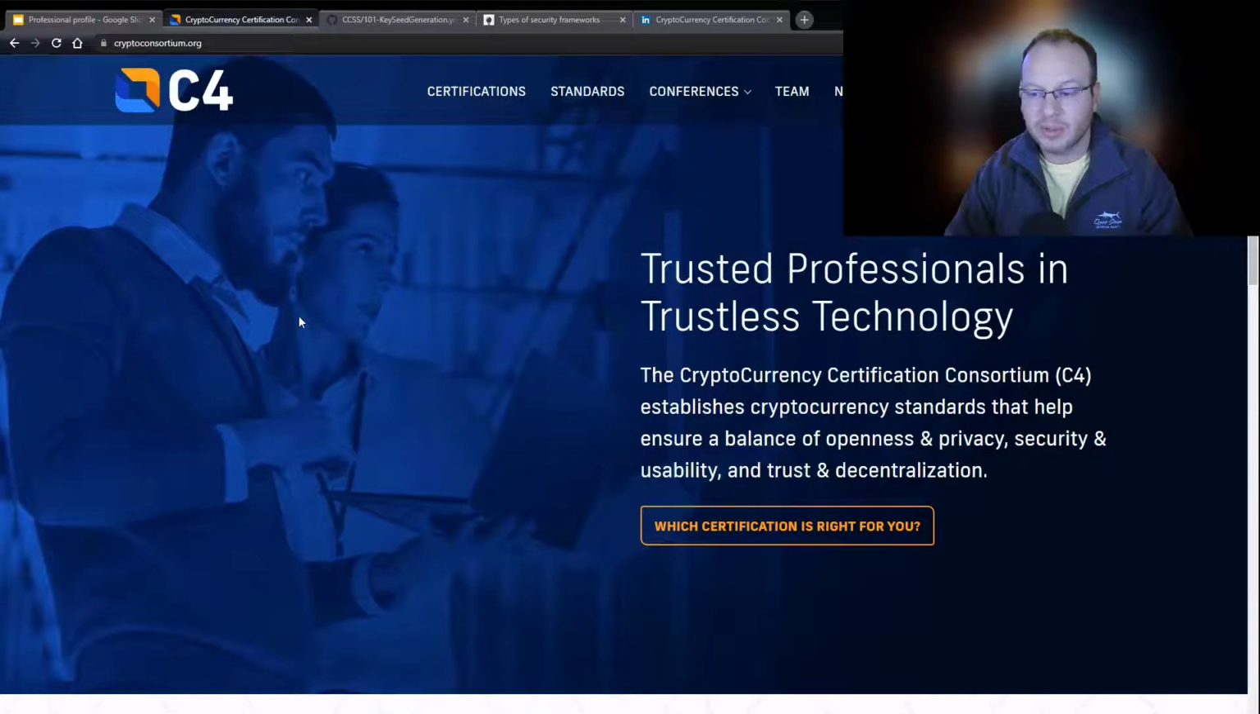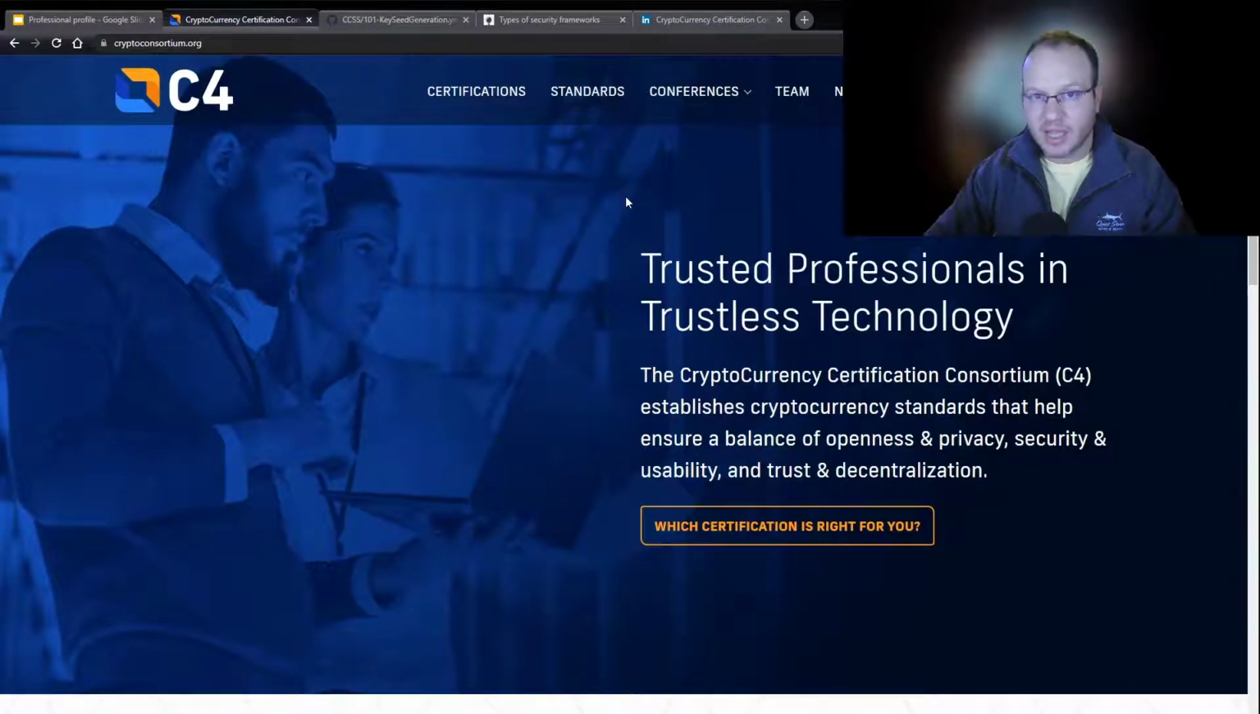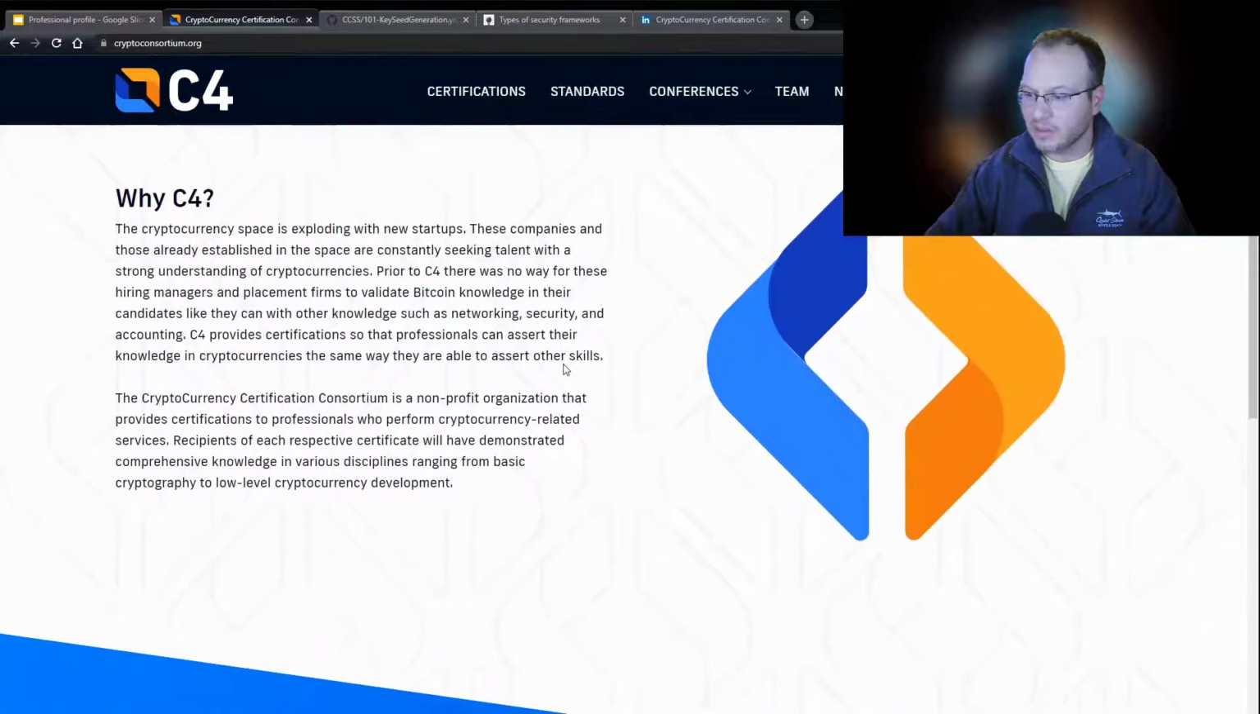However, when we're introducing a new certification body or new organization, you should do your own research, do your own due diligence, and go figure out who these people are. So the Crypto Consortium, they provide three certifications for professionals that want to work in the space, but they also are the curators or the moderators of the cryptocurrency security standard as well.